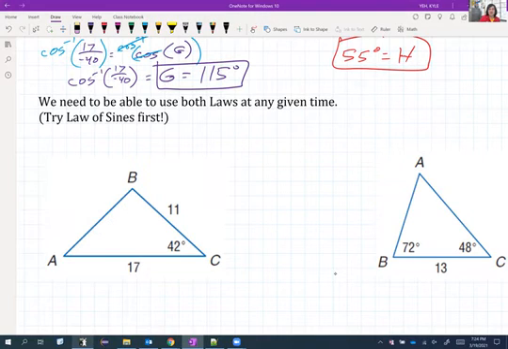What I will challenge you to do now is, if you are feeling confident, if you want to challenge yourself and make sure you really do understand this, pause your video now and try solving these two triangles.